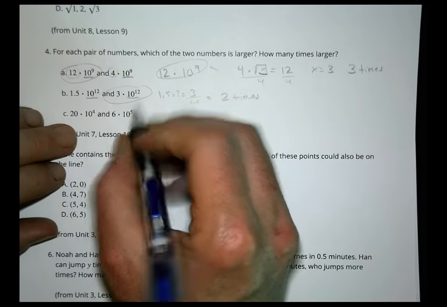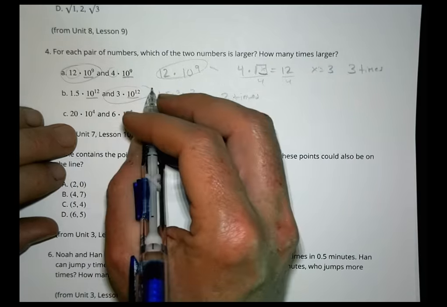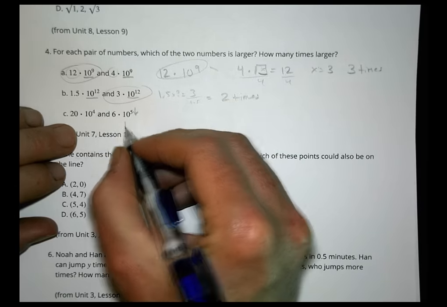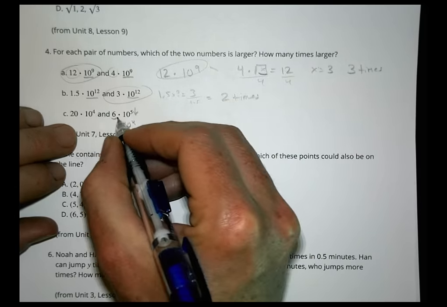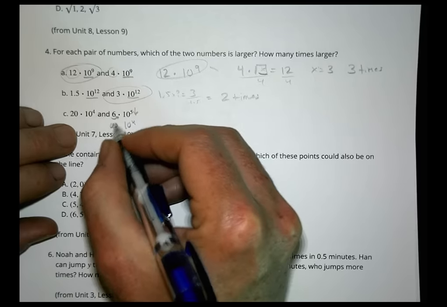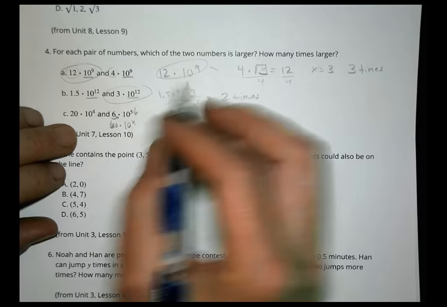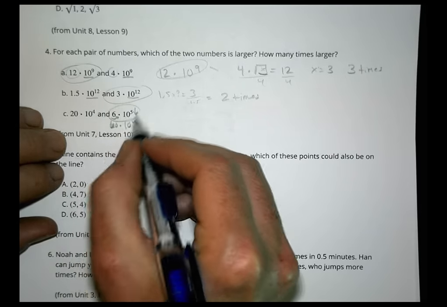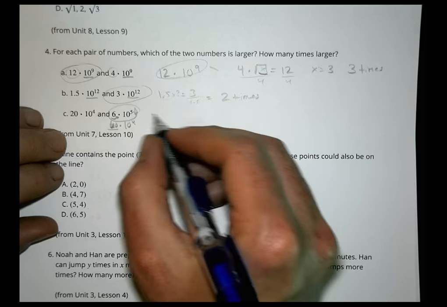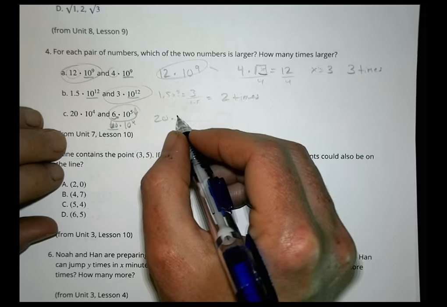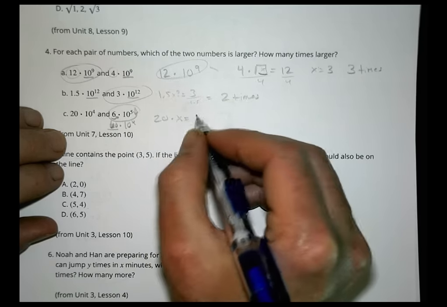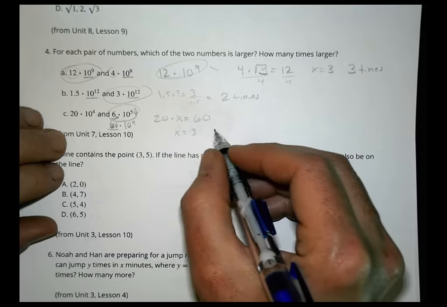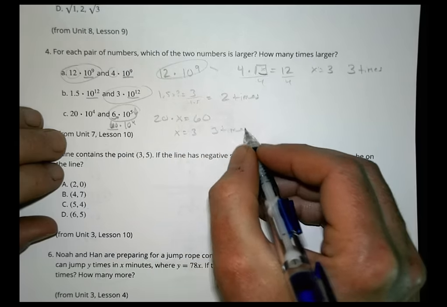In this case, we don't have the same base. So if I want to make the same base, I can make this one go down to 10 to the 4th, which means moving the decimal 1 to the right. This becomes 60 times 10 to the 4th. So 60 is larger than 20, so this is larger. And how many times larger is 60 than 20? Well, 20 times what number gets you up to 60? That's x equals 3. So it's 3 times larger there as well.